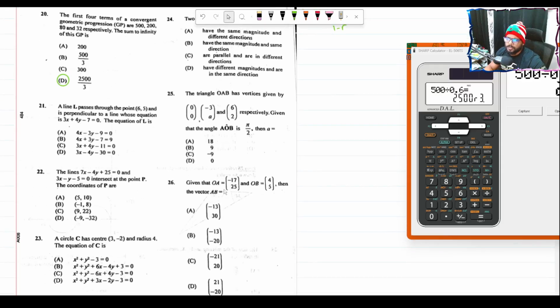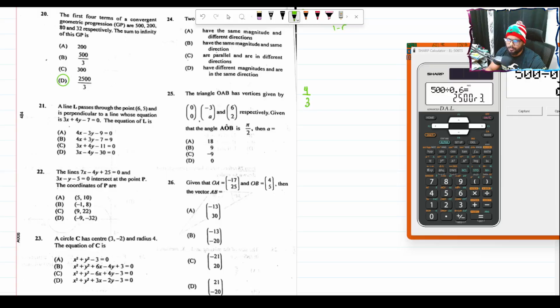This is another repeat question if I remember correctly. A line L passes through the point 6,5 and is perpendicular to a line whose equation is this. The equation of L is, so first let me get the gradient of this first line and then get the gradient of the perpendicular line L. If I rearrange, I'm only focusing on the coefficient of x. Send the 3 across, it becomes minus 3. Divide by the 4, I get minus 3/4 as the gradient of this line. So the gradient of L is just going to be 4 over 3.